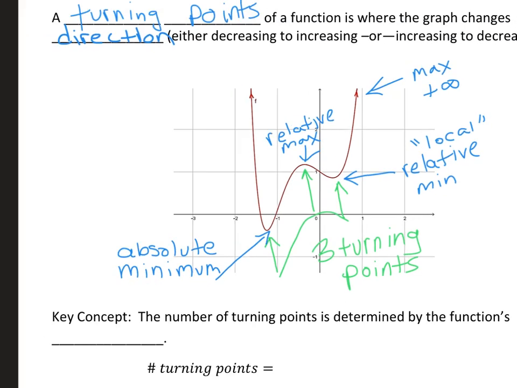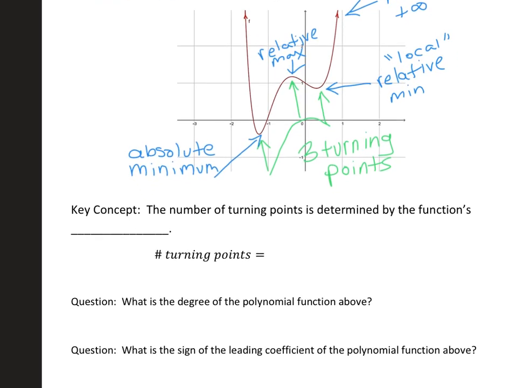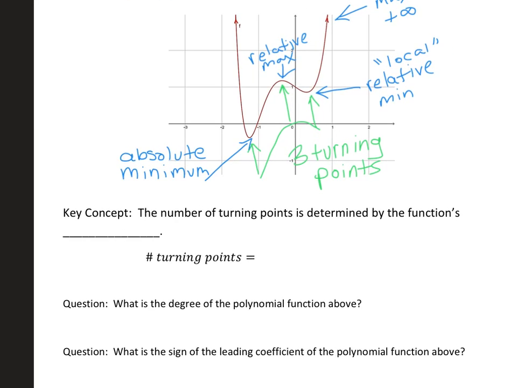All right, so key concept here. The number of turning points of a polynomial function is determined by the function's degree. And the relationship there is that the number of turning points equals the degree minus 1.